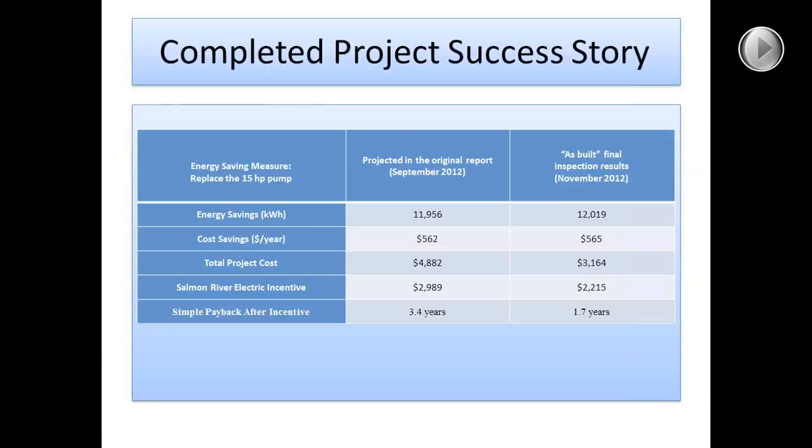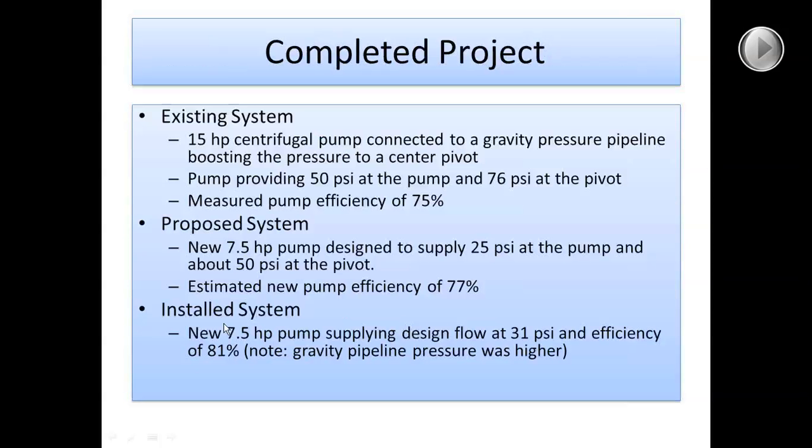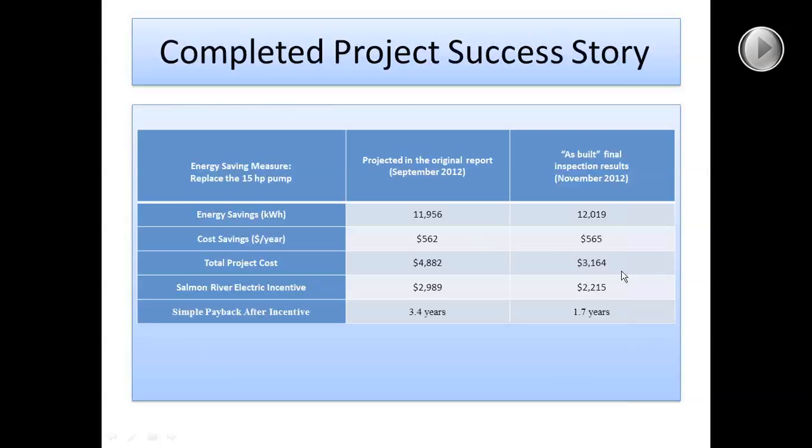This just for this project compares what we had originally estimated in our initial report compared to the as-built conditions. The energy savings were slightly higher. His actual pump efficiency, if I flash back here, was 81% instead of the 77% that we'd estimated. And so his savings were a little bit higher. Cost savings were higher. We originally estimated this project cost around $4,900, but it came in closer to $3,200. There was a utility incentive here.